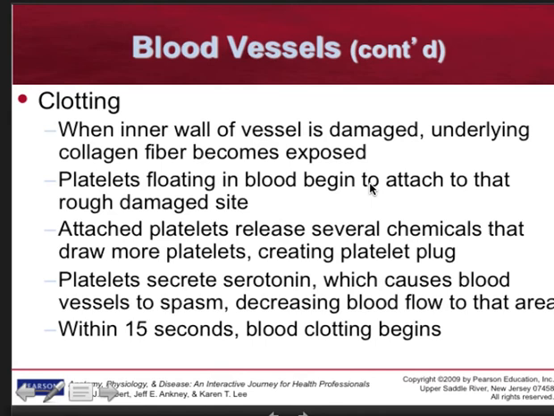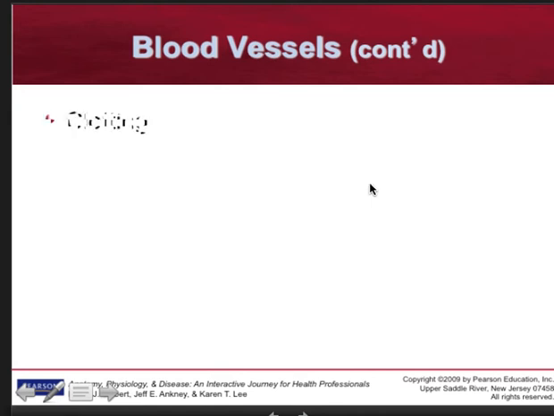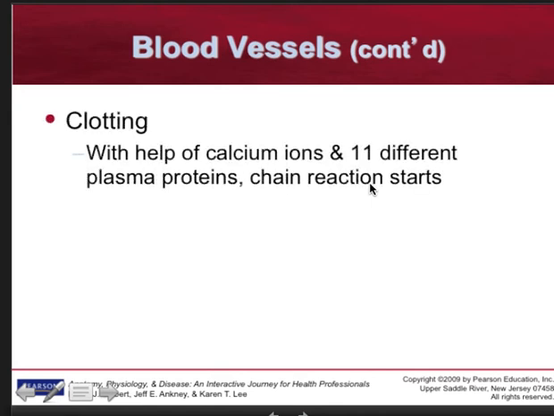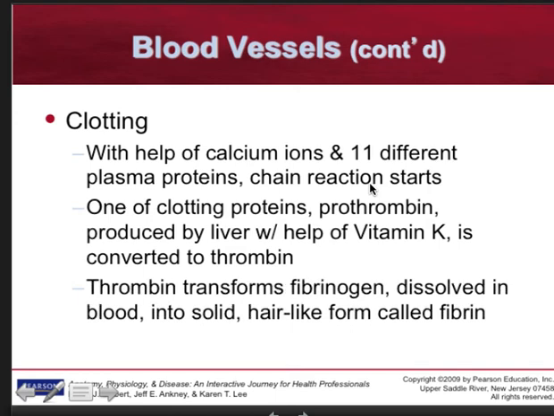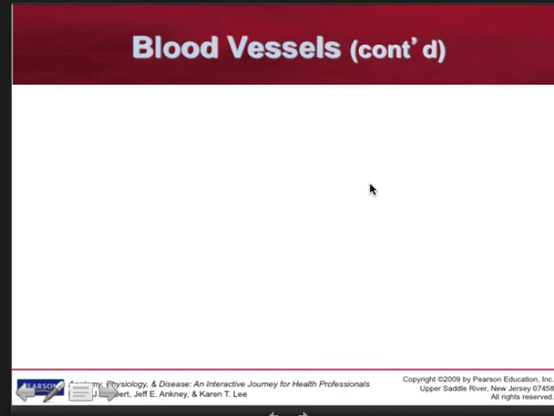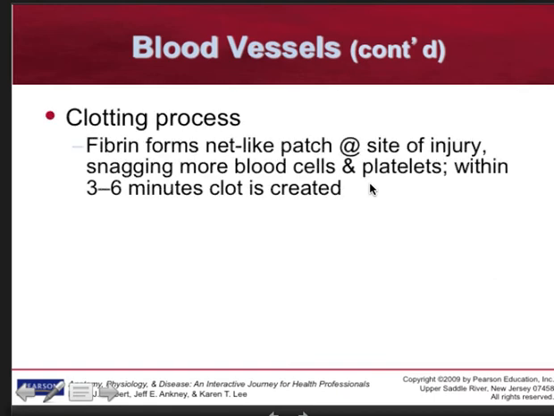Within 15 seconds, blood clotting usually begins. With the help of calcium ions and 11 different proteins, a chain reaction begins. One of the clotting proteins is called prothrombin, which is made by the liver with the help of vitamin K and is converted to thrombin, which transforms fibrinogen, which is also in the plasma, into a hair-like structural protein called fibrin, which serves as the backbone of the clot. The fibrin forms a net-like patch at the site of the injury, and it snags blood vessels and platelets, and within 5 minutes you've got a clot.